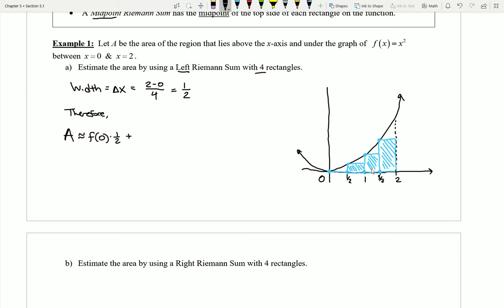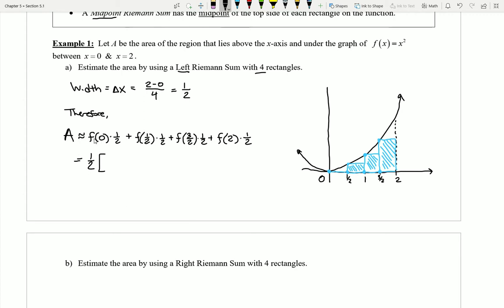My next rectangle, its height, would be found by plugging 1/2 into my function, and then its width is also 1/2. Same thing for my third rectangle, and finally for my fourth rectangle. So if I can just go ahead and evaluate each of these f of values, like f of 0, f of a half, and so on, keeping in mind that my function up here is just x squared, then I should be able to crunch this out into a final value. One thing that I'll note right away, though, is that since my width is always in common between each rectangle, I can factor it out and then simplify what I have left.